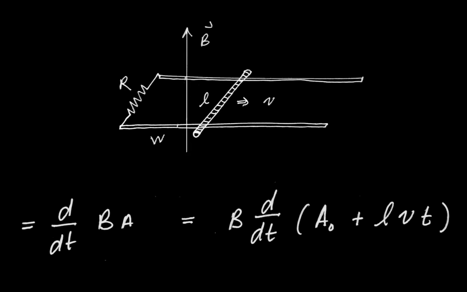The magnetic field is not a function of area. It is uniform over the area, so it comes out of the integral. Then the integral of dA is A. So now what I find myself doing is computing the derivative with respect to time of the magnetic field times the area. But of course, the magnetic field is not a function of time. So this is the magnetic field times the derivative with respect to time of the area.